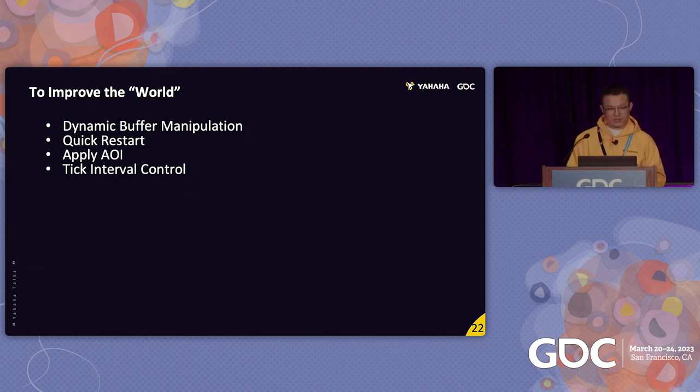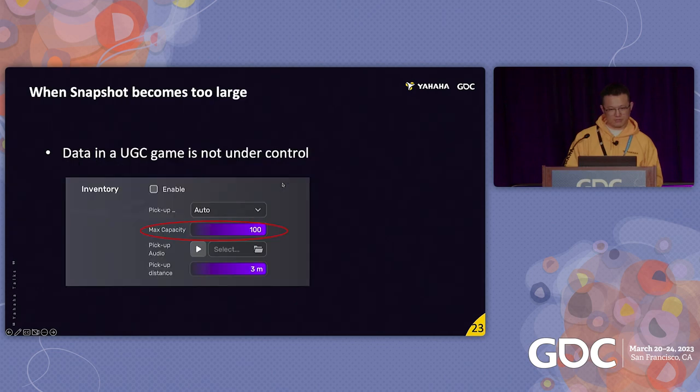So I will share with you today a few optimizations that we have made during the development process, some of which may also be a bit funny. Okay, so the first thing is optimizing the dynamic buffer manipulation.